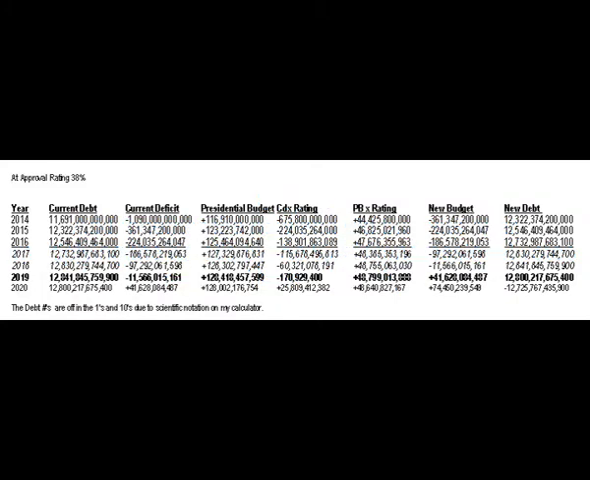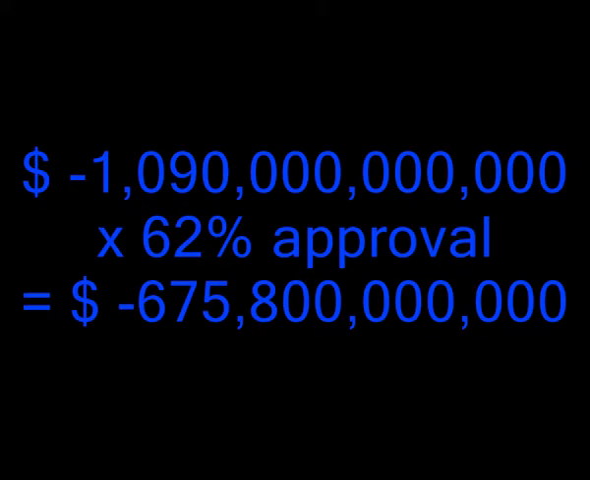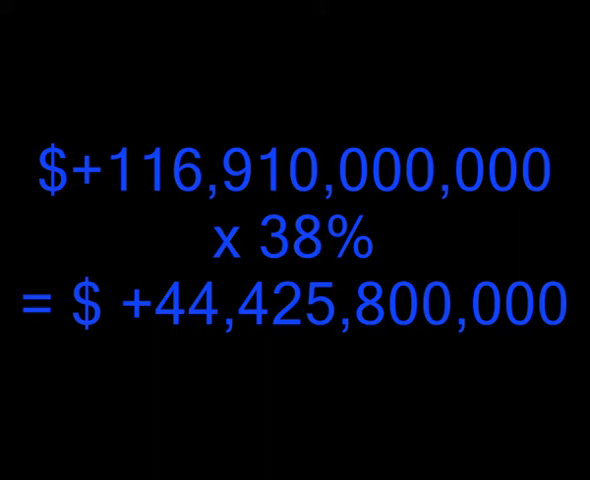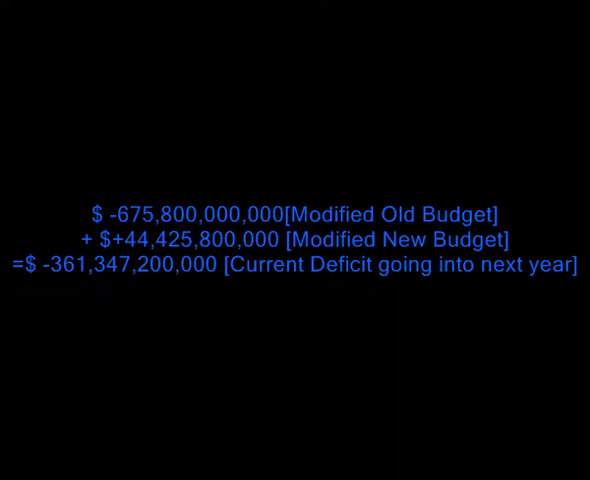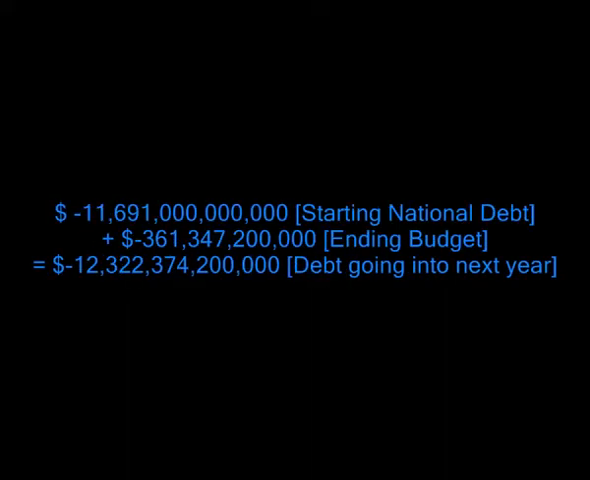In this first year of voting, Congress votes for a budget with a deficit of $675 billion. The proposed budget ends up with a surplus of about $44.5 billion, leading to a compromise budget of around $361 billion in the hole, leading to a new debt of just over $12.3 trillion.